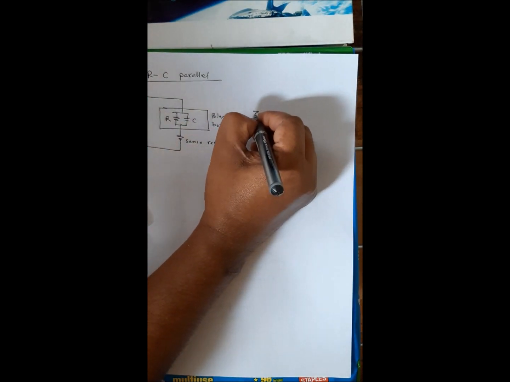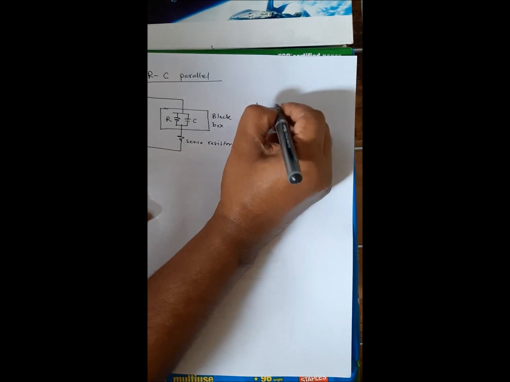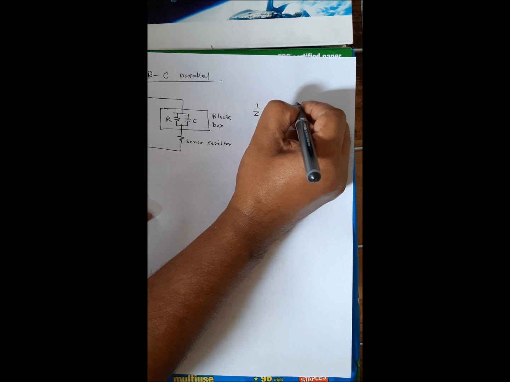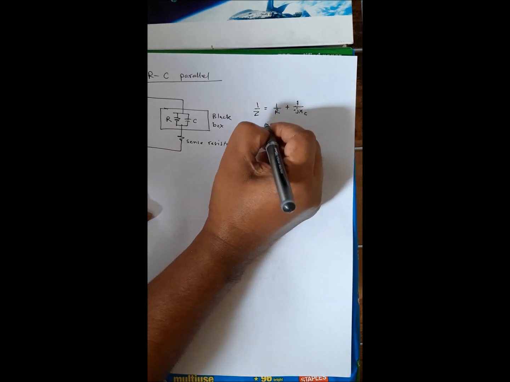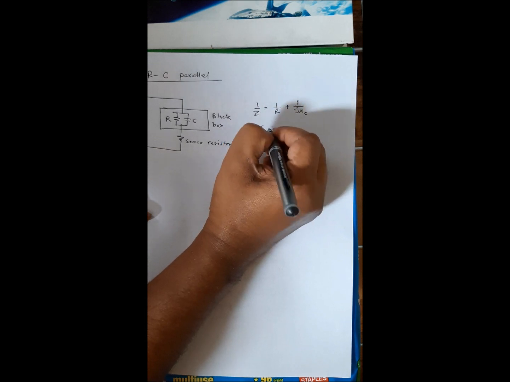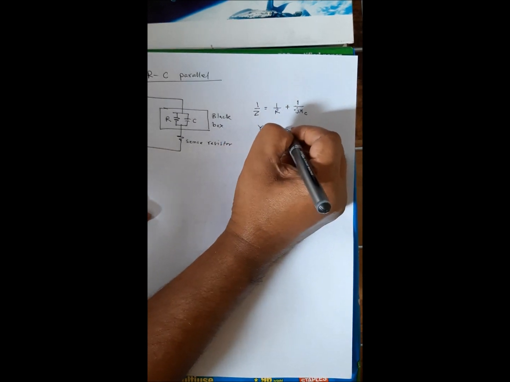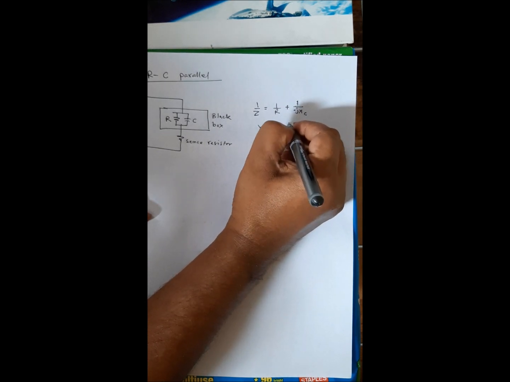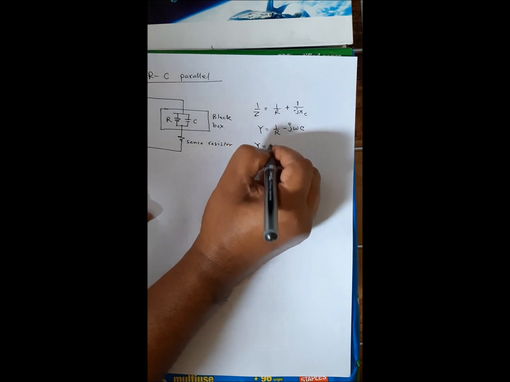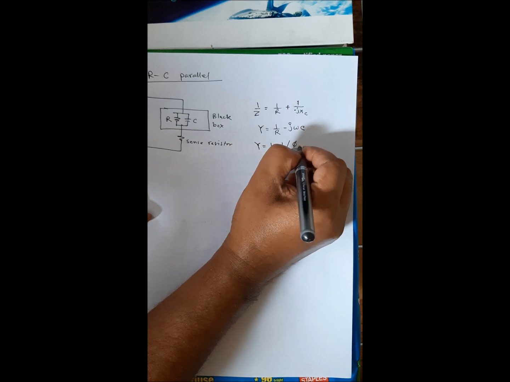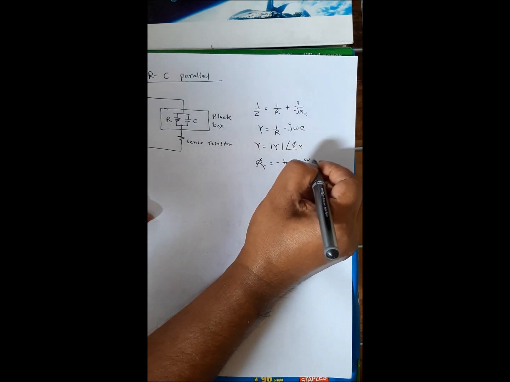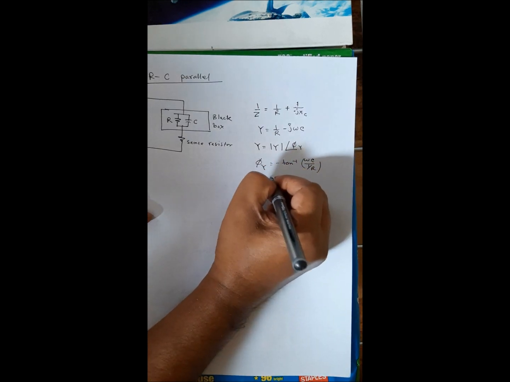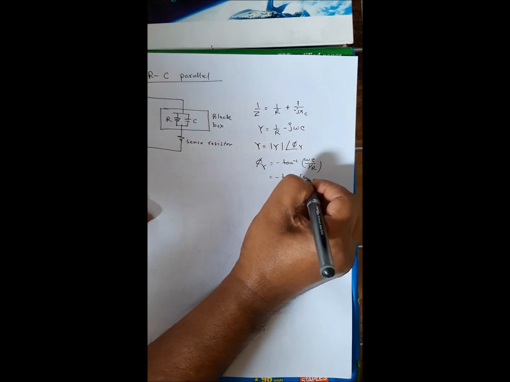for RC parallel circuit, we can also find the impedance Z. So for parallel circuit, 1 over Z will be 1 over R plus 1 over negative jXC, or you can write Y. The inverse of this is Y equal to 1 over R plus j omega C. So now Y has a magnitude and a phase, and phase Y will be tan inverse of omega C over 1 over R. So you will get tan inverse omega RC.